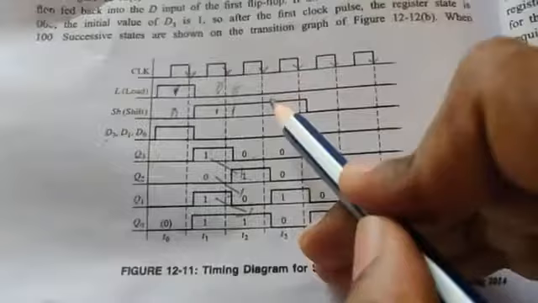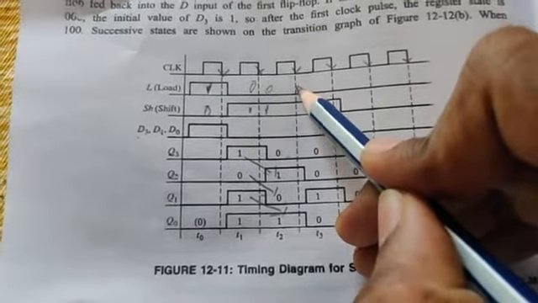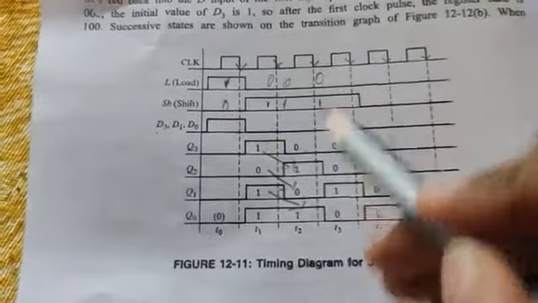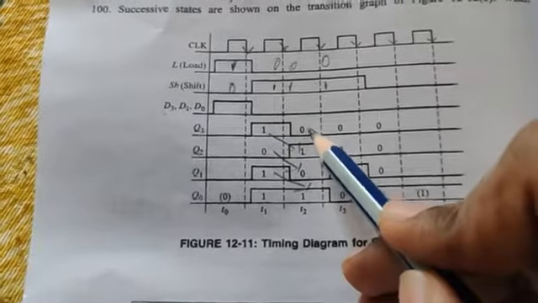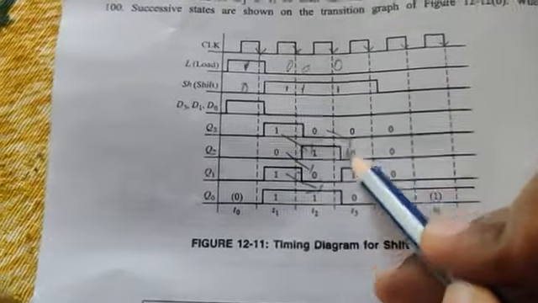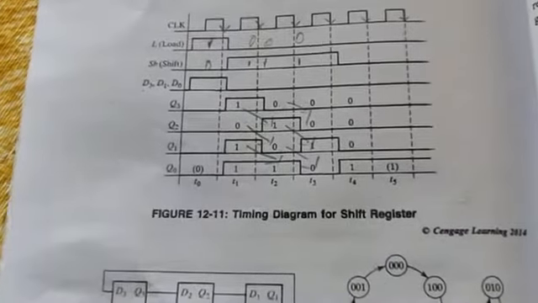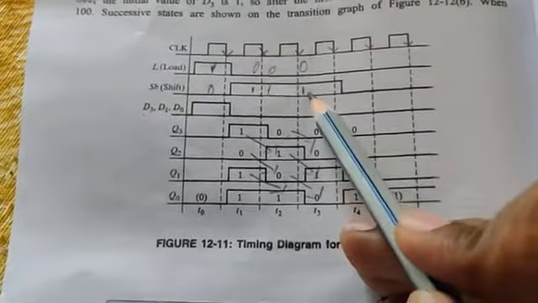So next I go with here. Next falling edge. So again, load is 0, shift is 1. Again it will be continued. So this I got here. This shifting operation will be performed because shift is 1.